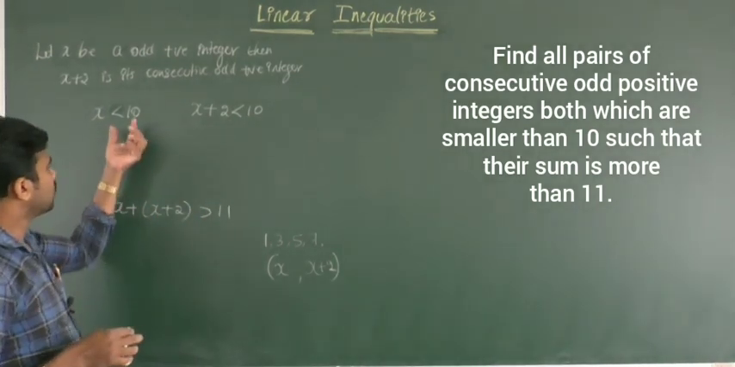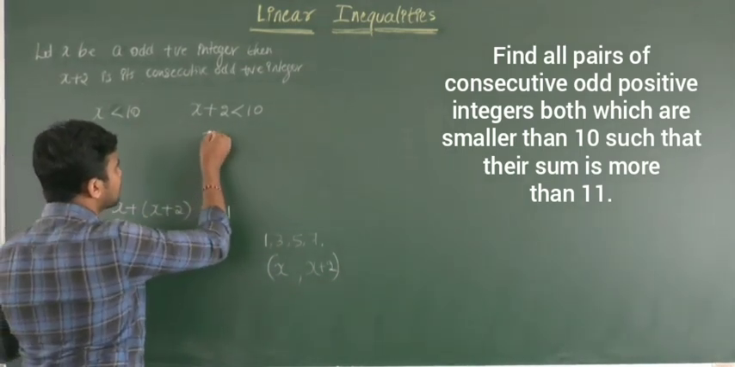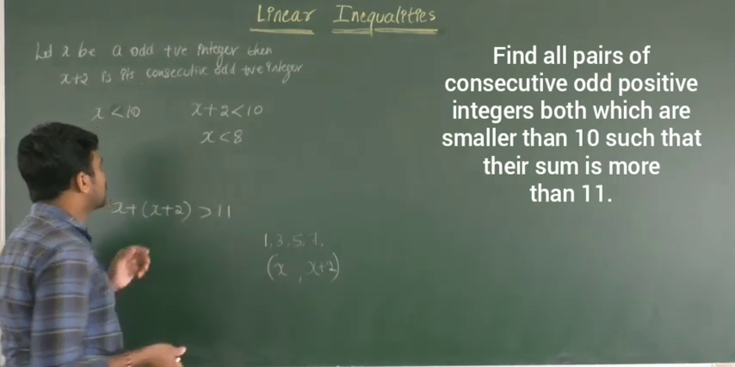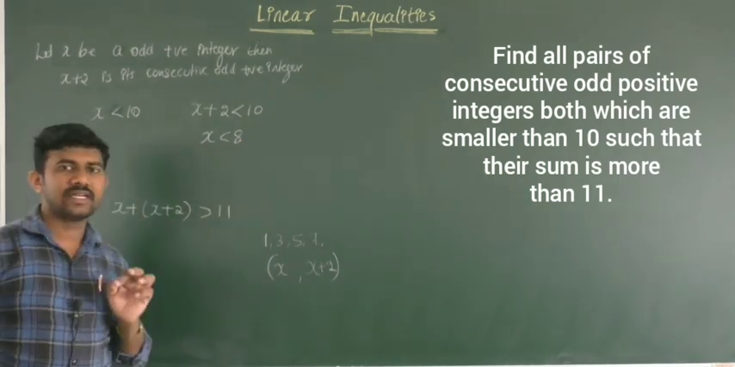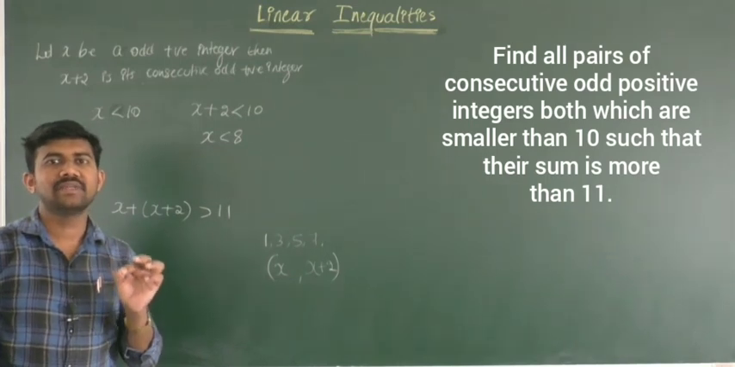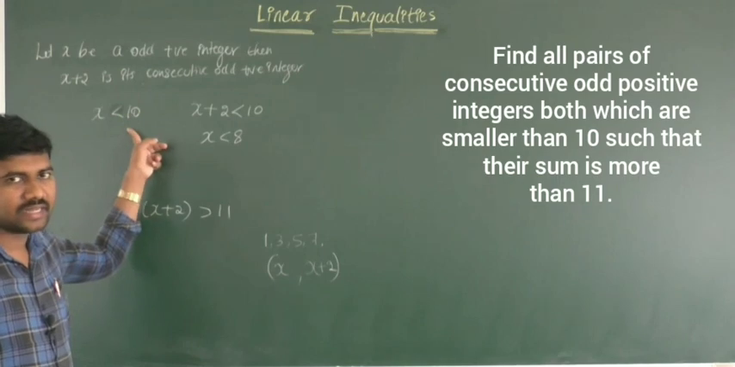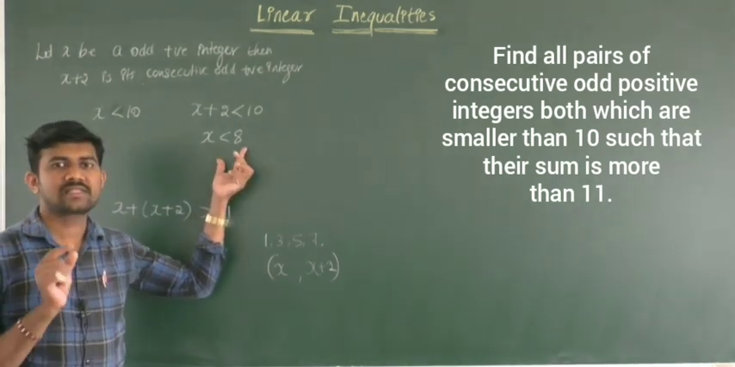Both numbers are smaller than 10 means here we will get x less than 8. So x less than 10, x less than 8. If you say x less than 8, clearly it is less than 10. But if you say x is less than 10, it is not always less than 8.